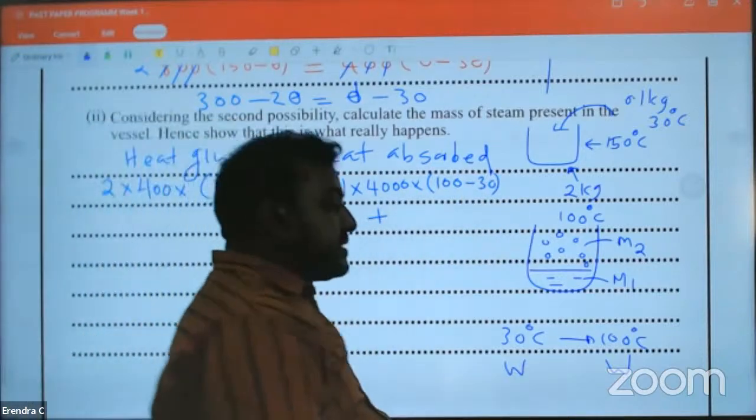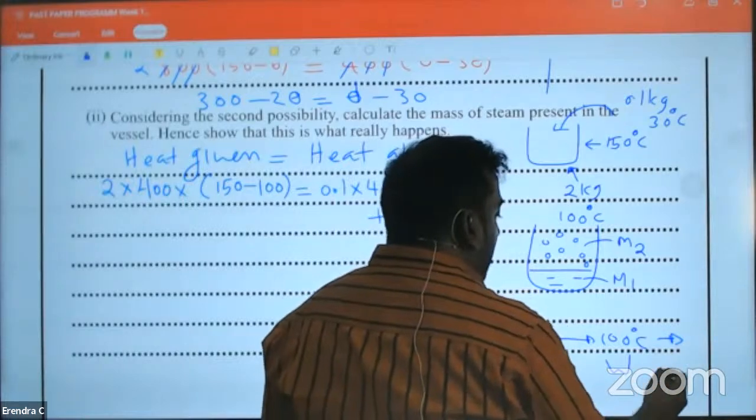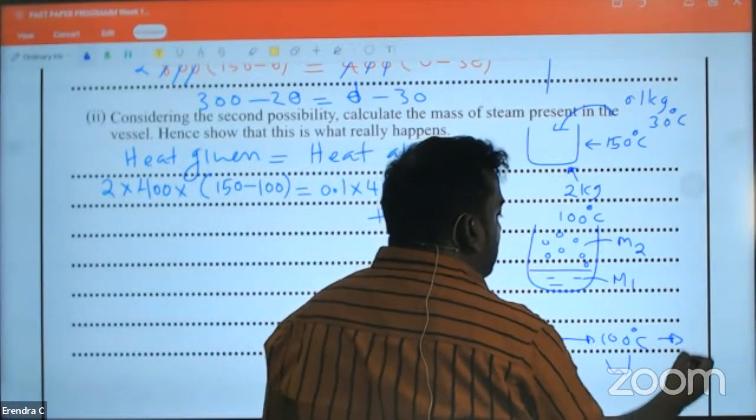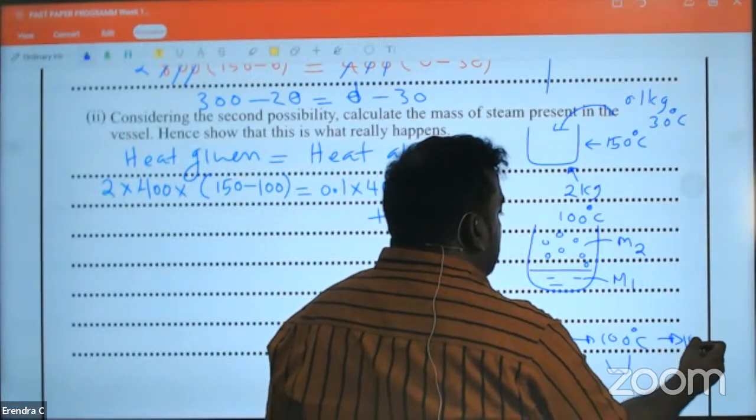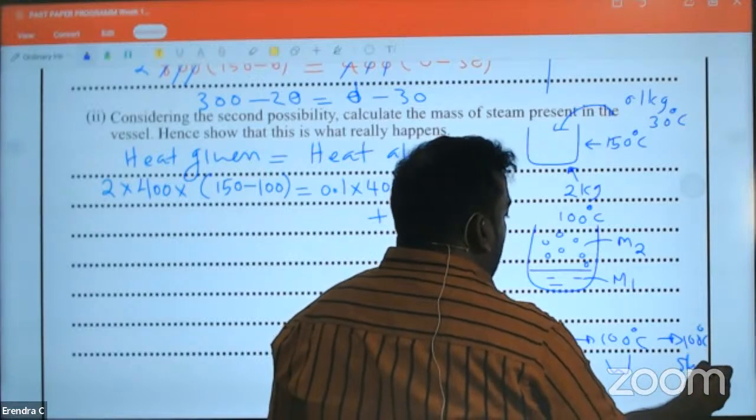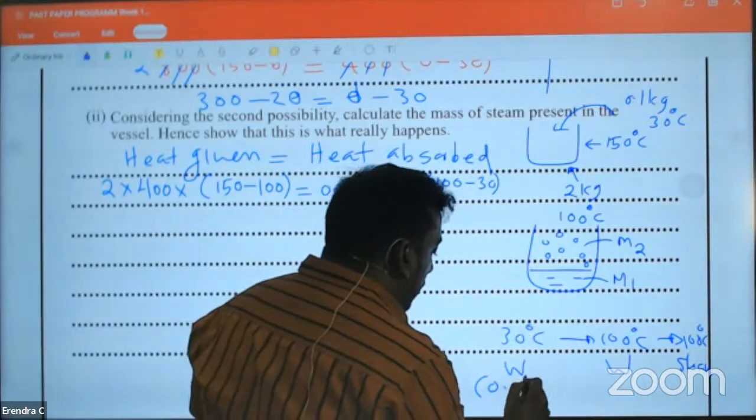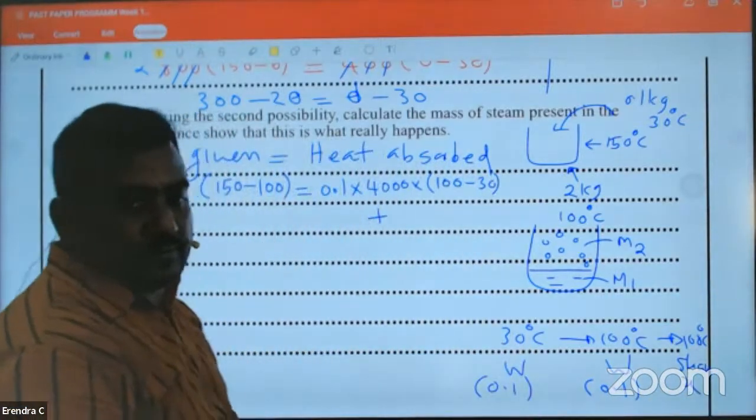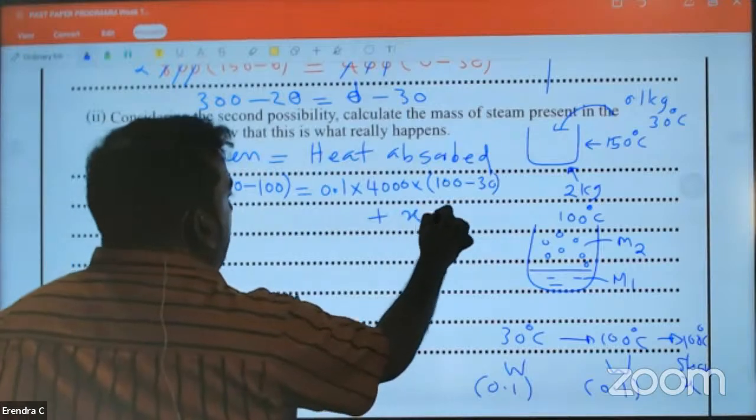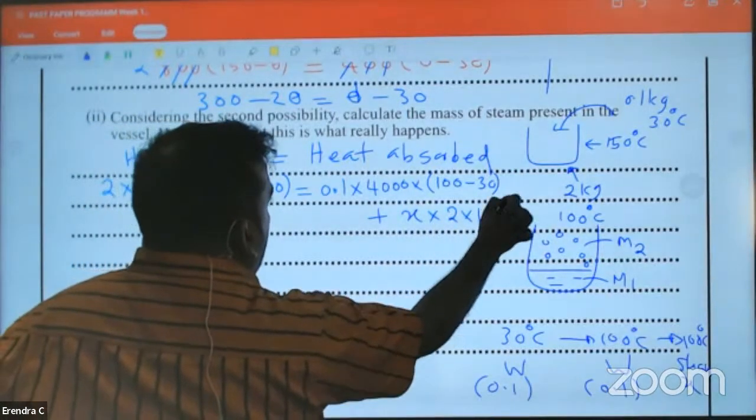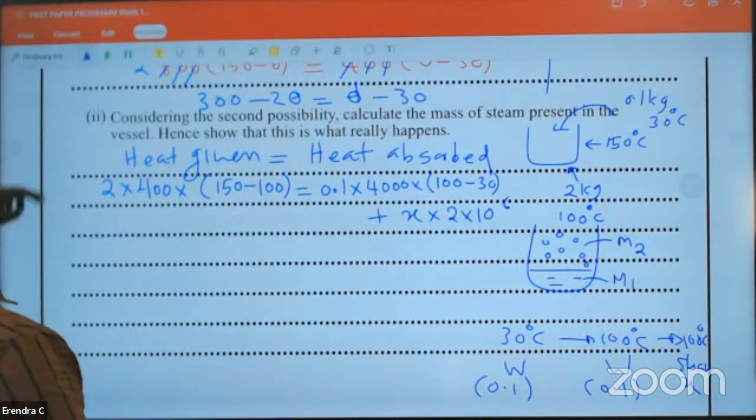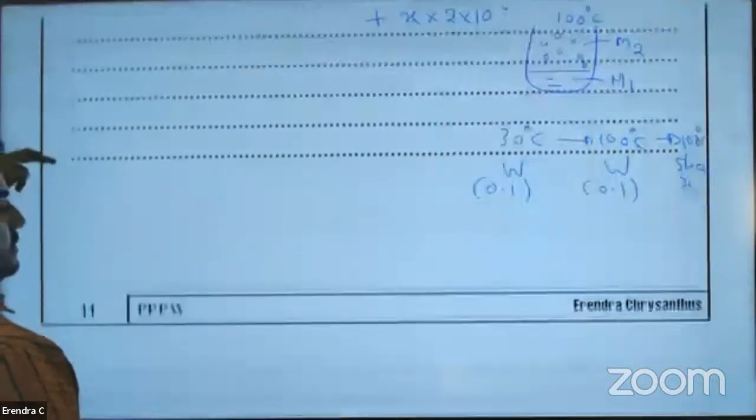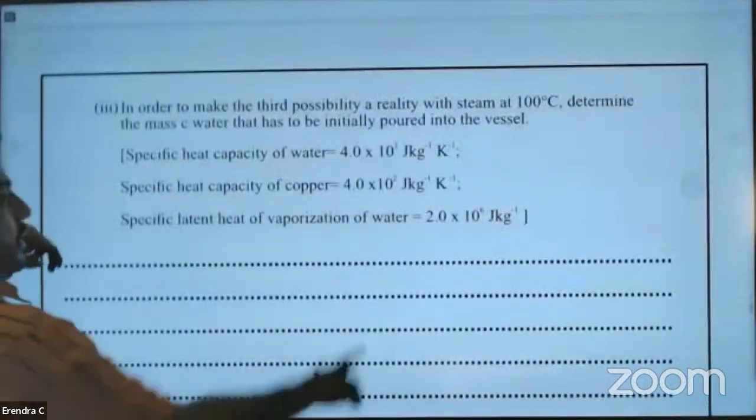Who will vaporize? Not everything. Only a small part will vaporize. X amount will vaporize. Steam will also form, not for everything. Here 0.1, here 0.1, only for X. X will vaporize, times 2 10 to the power, I think 6. I can't remember the value. I think 6.